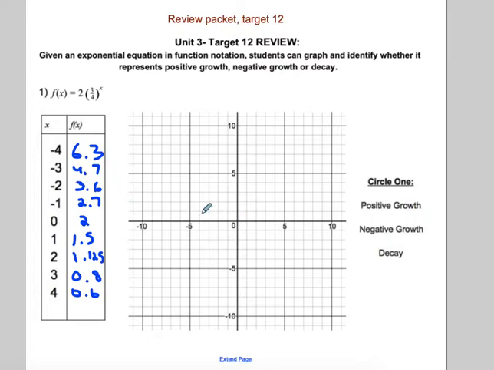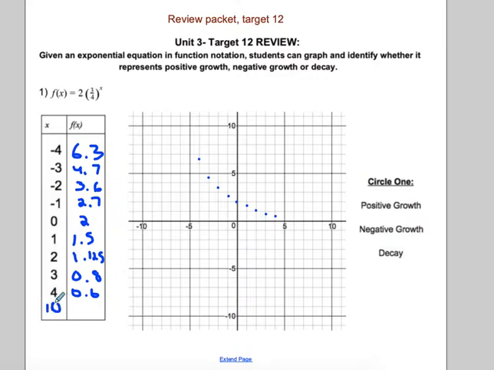So for the first one, we got -4. We're at 6.3, somewhere in there. -3 is at about 4.7, about 3.6, about 2.7. 0's at 2, 1.5, 1 and a smidgen, just below 1, just above halfway. You're going to get something that looks like that. And I did one more.